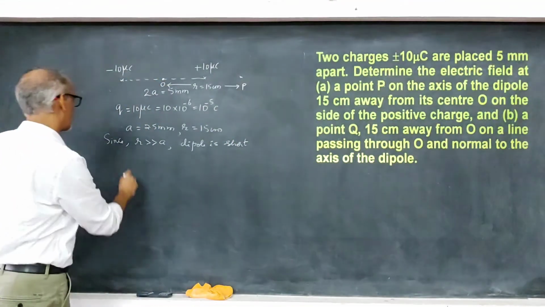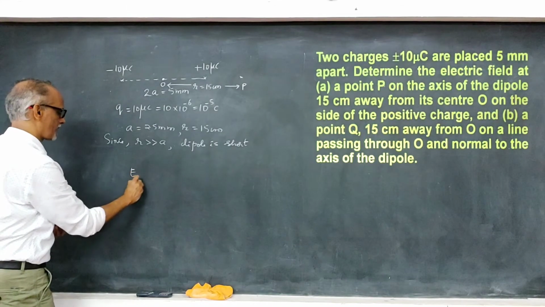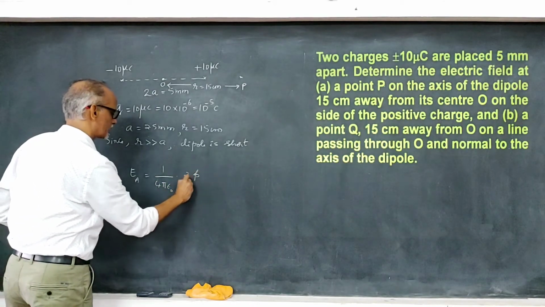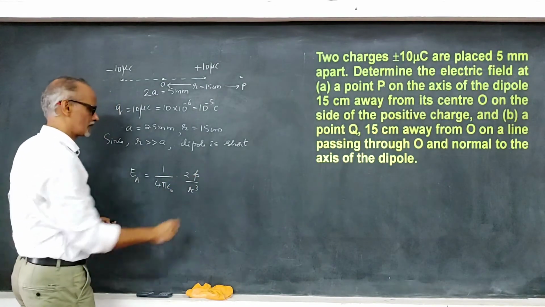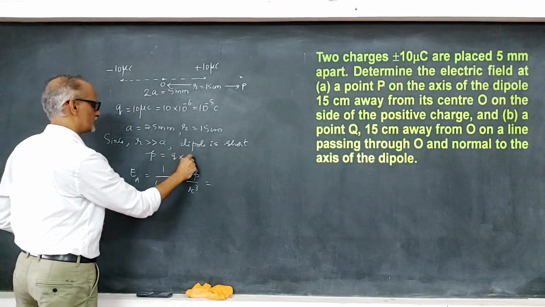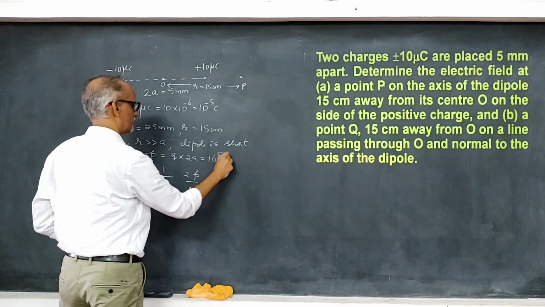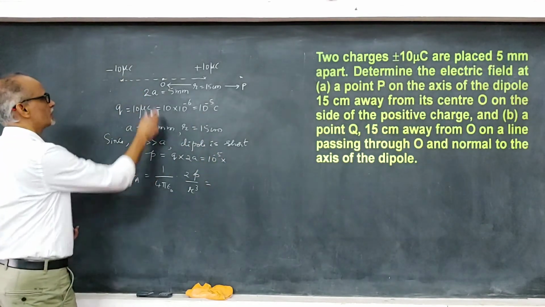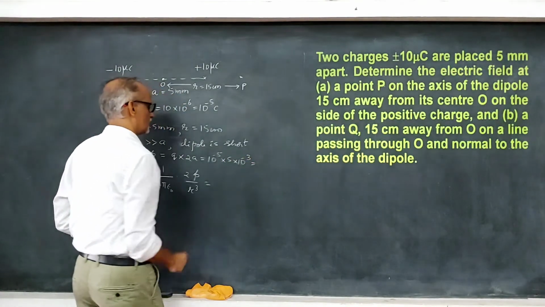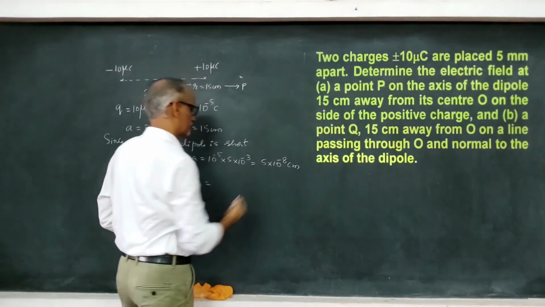So for a short electric dipole, we have the expression for electric field at a point on the axis, which is 1 by 4 pi epsilon naught into 2p by r cube. The value of the dipole moment we can calculate. p is equal to Q into 2A. The value of Q is 10 to the power minus 5, into the value of 2A, which is 5 millimeter. So which is 5 into 10 to the power minus 8 coulomb meter.